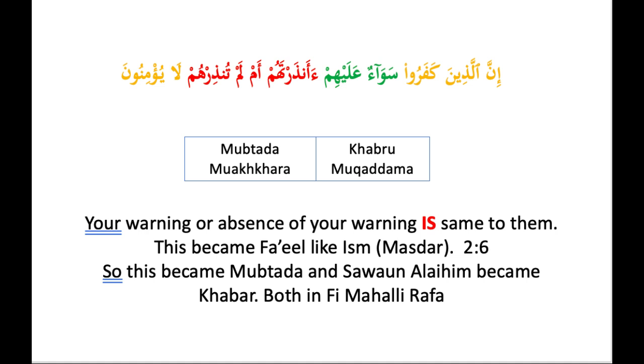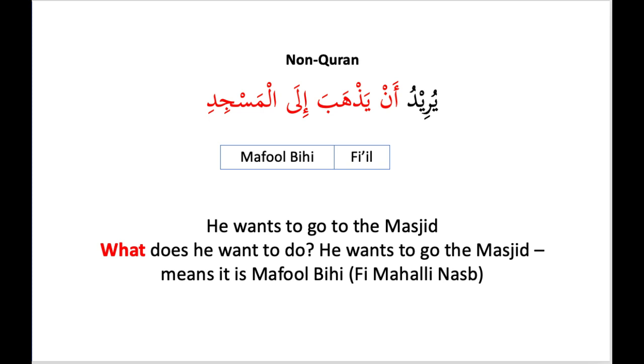So the name of the Khabar would be Khabru Muqaddama. So think about this a few more times. Read it again and again. Inshallah, you will get a good grasp on this matter. Inshallah. Let's look at another example of Mafool bihi.